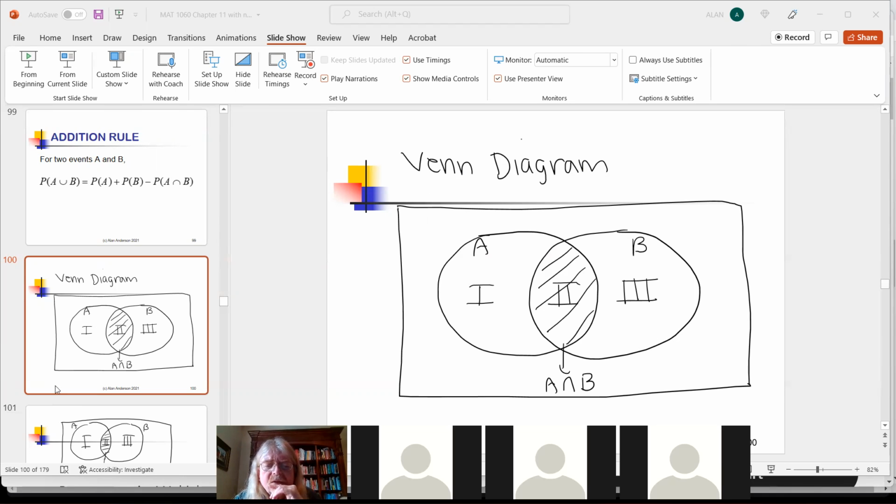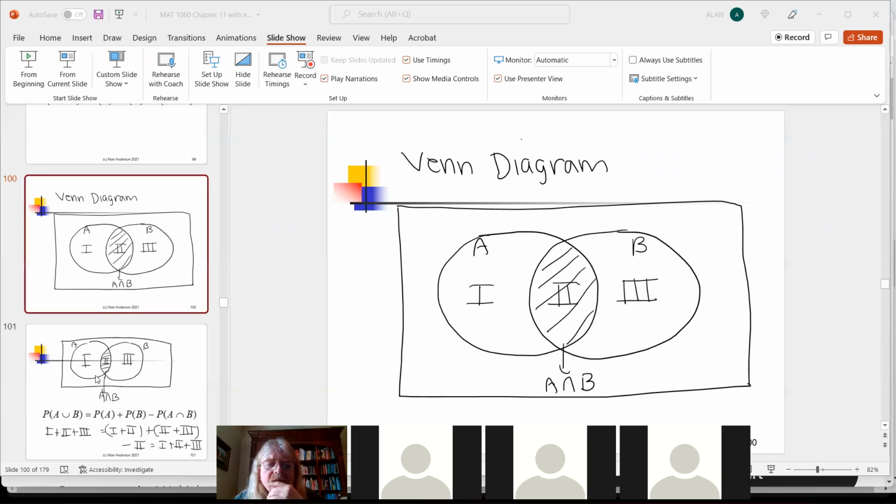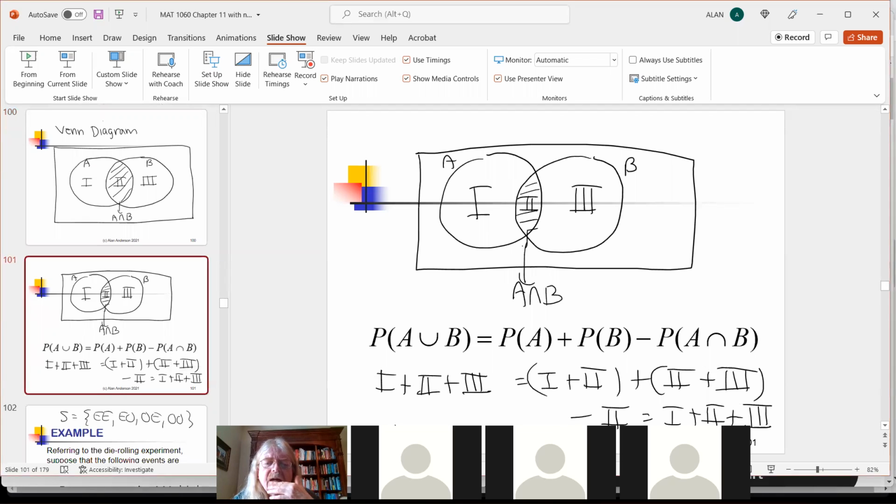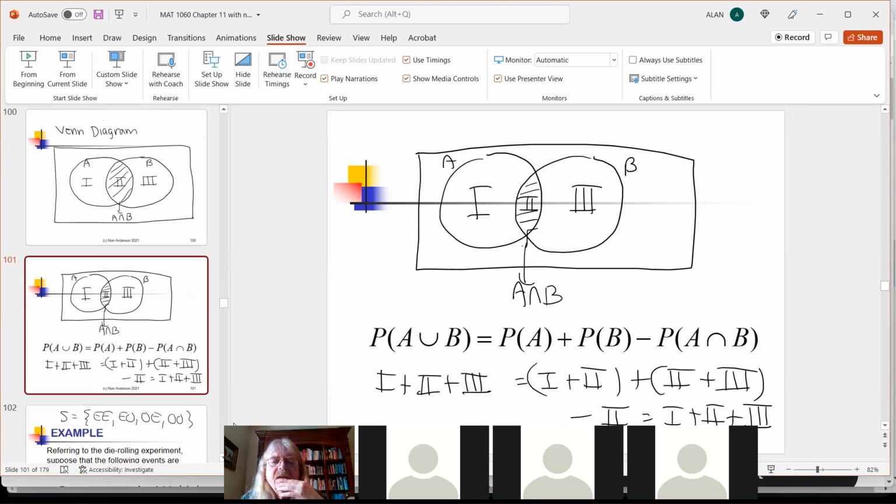Okay, so what are we going to do with this? How is this going to help us with the addition rule? Well, this will help us understand how the addition rule works. For example, you can see now the union of A and B consists of areas 1, 2, and 3. A by itself is areas 1 and 2. B by itself is 2 and 3. The intersection between the two is number 2.